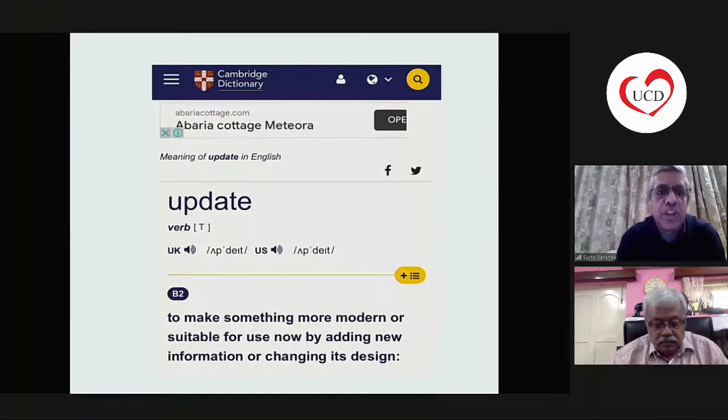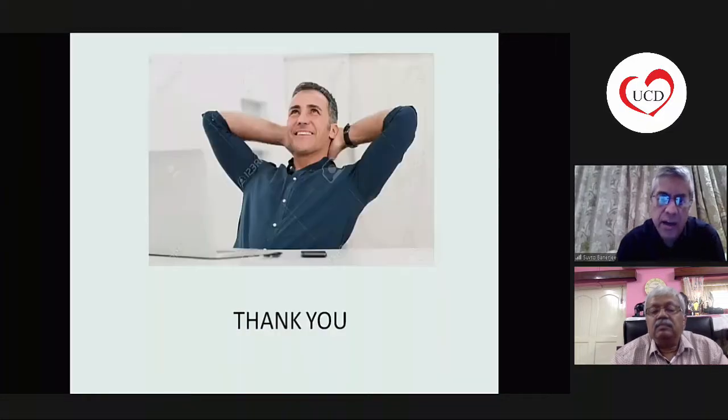So what is an update? As the Cambridge Dictionary defines it, it is to make something more modern or suitable for use by adding new information or changing its design. And hopefully I've been able to do that successfully.